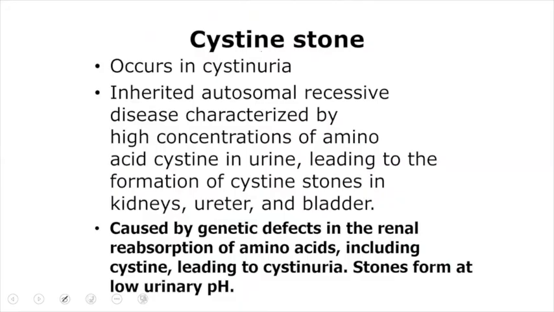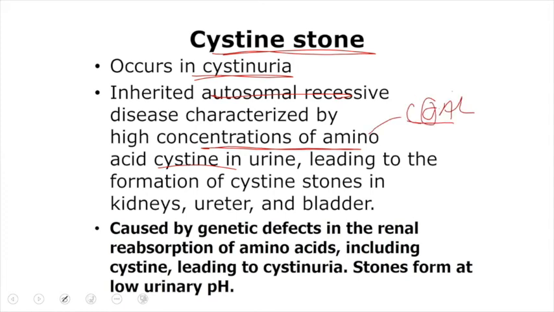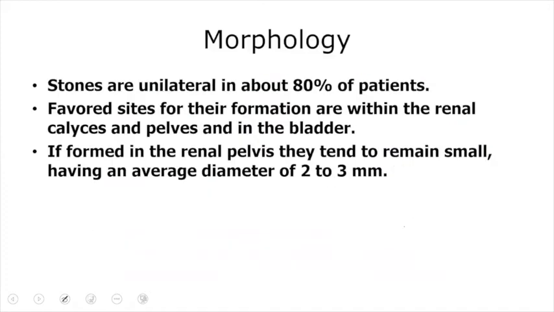So as I've discussed, the cystine stone occurs in case of cystinuria, and it is an autosomal recessive disease that is characterized by increased concentration of the amino acid cystine in the urine, as I've already discussed with COLA disorders. Not just cystine, it can also be ornithine, arginine, and lysine as well, but the most common being cystine. And hence there is formation of the cystine stone in the kidney. It can occur in the ureter, and it can occur in the bladder, right? It is usually precipitated when the urine is acidic, right?